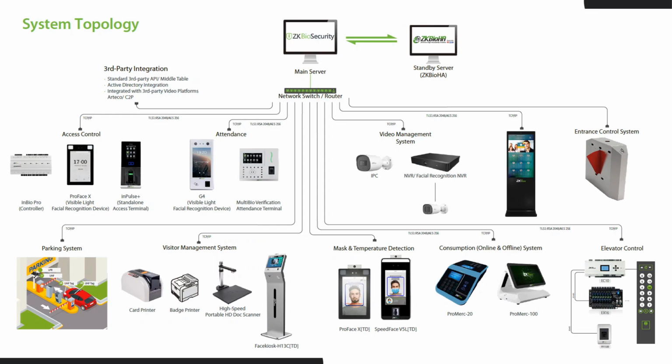Here we can see the system topology diagram. Once you install BioSecurity on the main server, we can control all the following devices: access control, time attendance devices, video management devices, and entrance control devices such as gate barriers and parking management systems, visitor management system, temperature detection, consumption devices, and elevator controls.